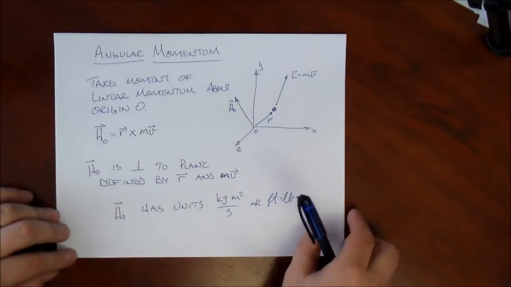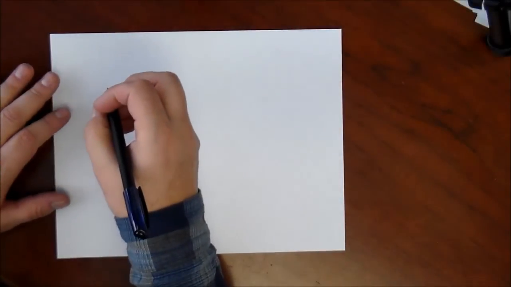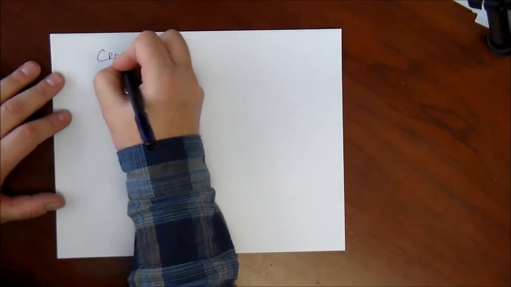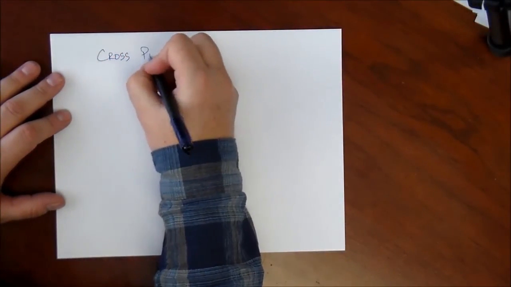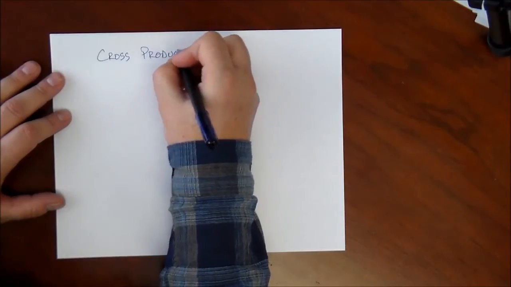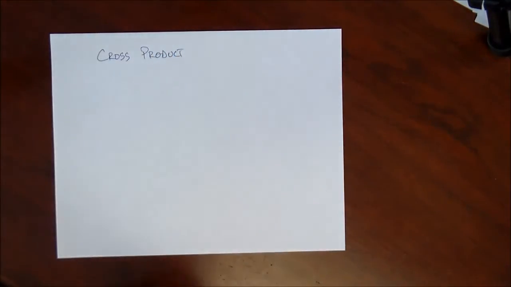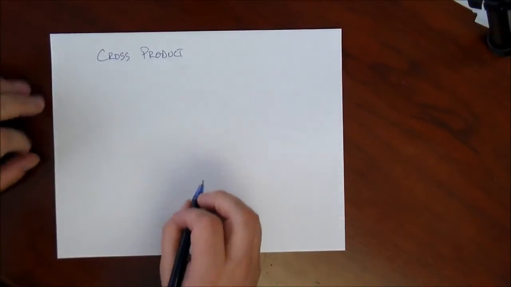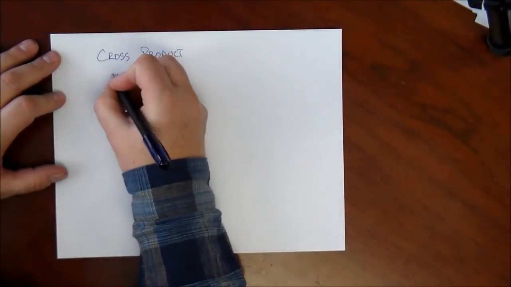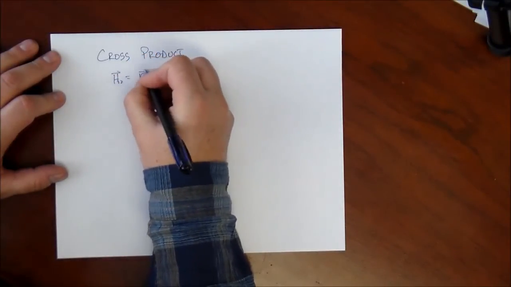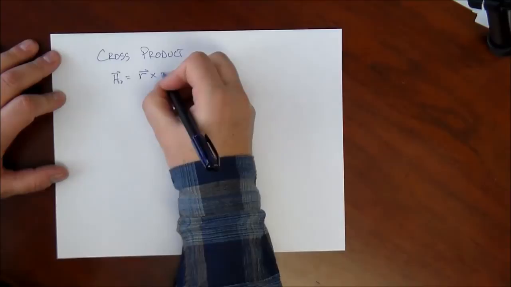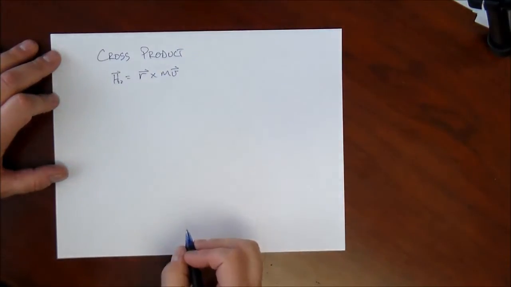Now, you may recall the definition of the cross product, and it's worth reviewing the cross product and its definitions, particularly regarding angular momentum. But just to rewrite the equation, we're crossing the position vector r with the linear momentum.